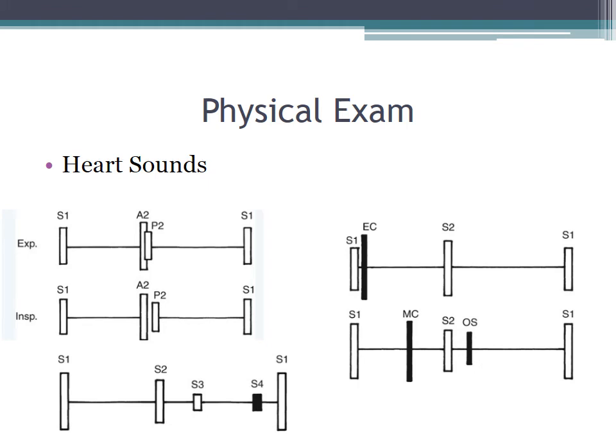The S3 is a somewhat low-frequency sound in early diastole, and it's related to the rapid filling of the ventricle. It's best heard at the apex or left lower sternal border. It's commonly heard in normal children and young adults as well. A loud S3 is abnormal and is audible in conditions with dilated ventricles and decreased ventricular compliance, like a large VSD or congestive heart failure.